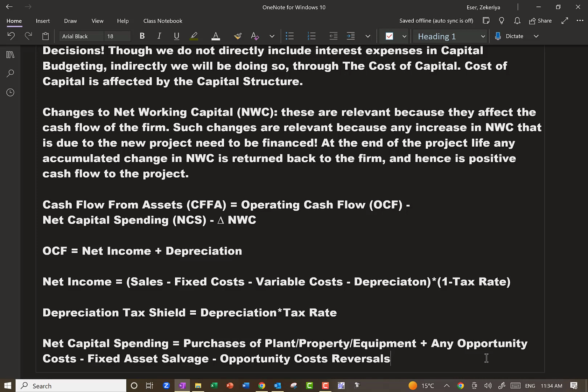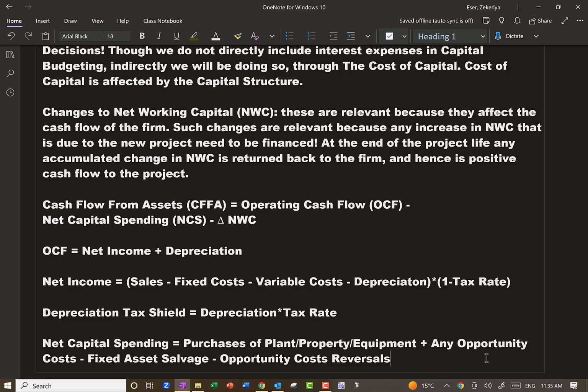If the project is a 5-year life and you're using $50 million worth of land that belongs to the firm, you're going to charge that as an opportunity cost in year 0, but at the end of year 5, you're returning that land back to the firm. So estimated value of the firm at the end of year 5 is going to be a positive cash flow to the firm or negative capital spending.